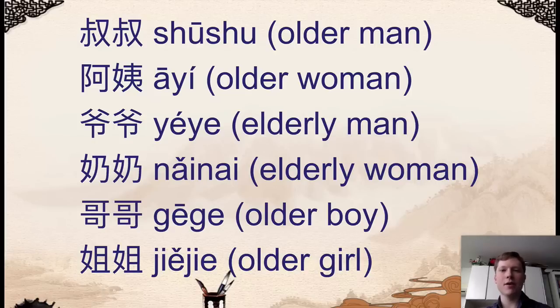So if you're referring to an older man, for example, I'm younger and I'm referring to somebody who's middle-aged, who's a man, I would normally say 叔叔. So if I want to say hello, I could say 叔叔你好. That would be to an older man. An older woman would be 阿姨. So anybody who's around middle age, these two would be appropriate.